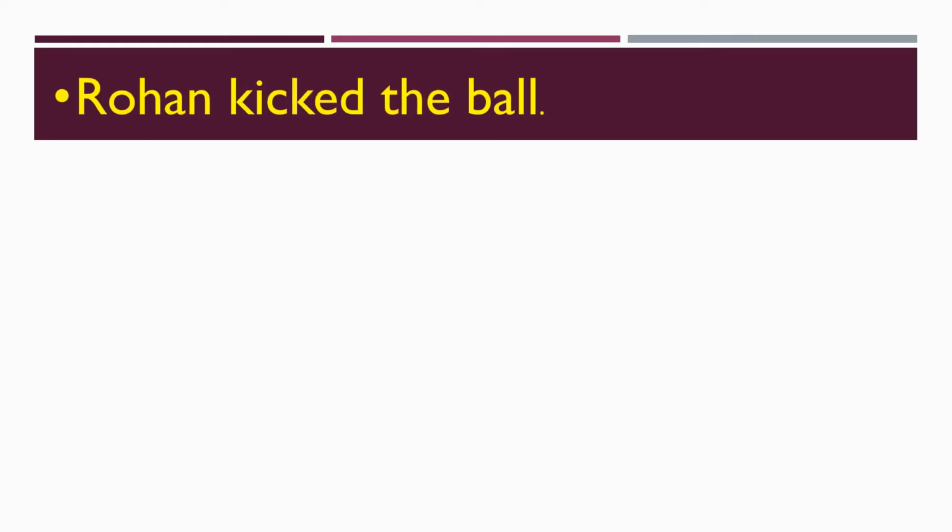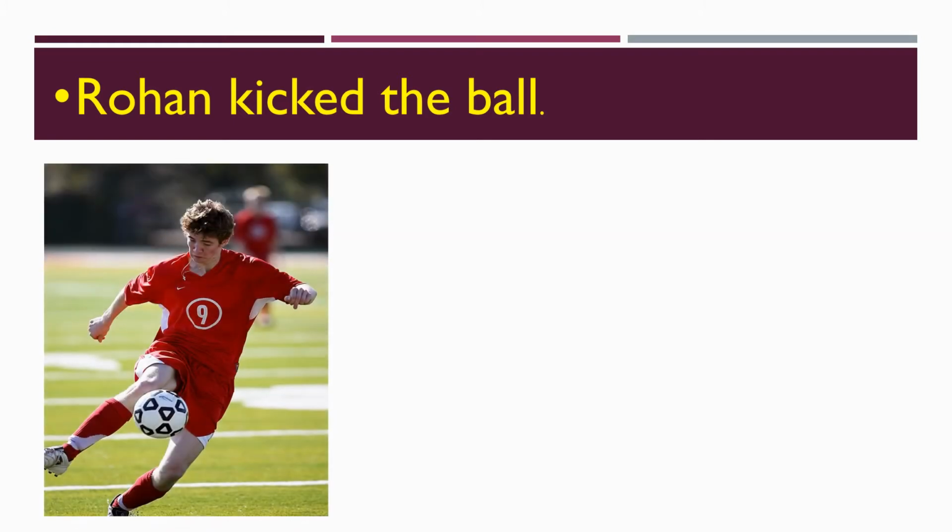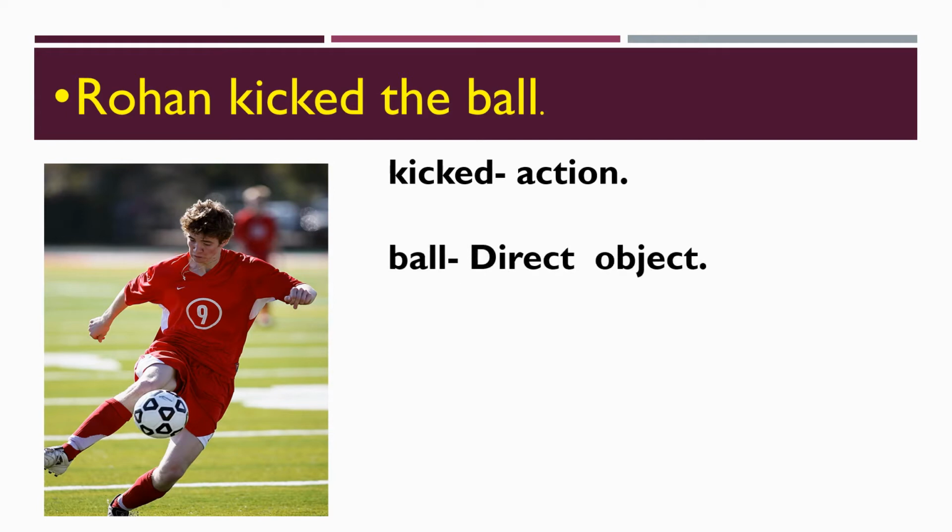One more example. Rohan kicked the ball. Rohan is doing the action of kicking the ball. So kick is the action. Direct object is the ball on which the action is performed by Rohan. So it is a transitive verb.